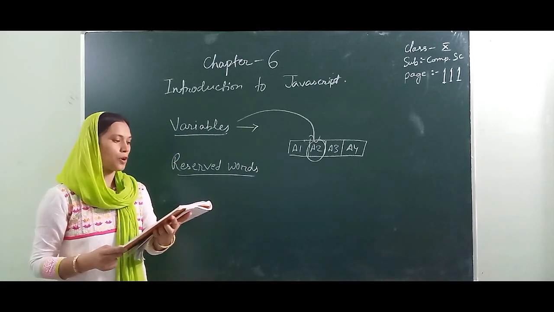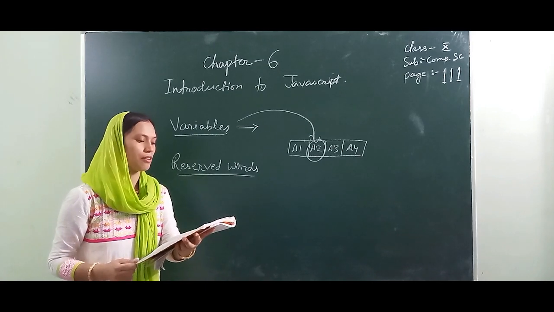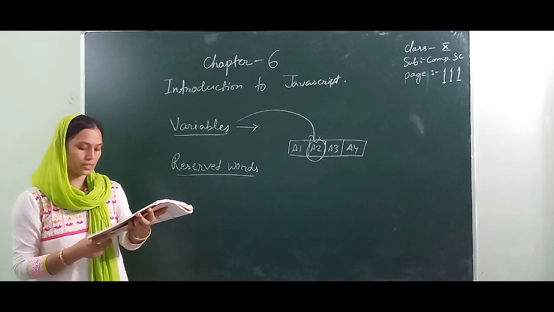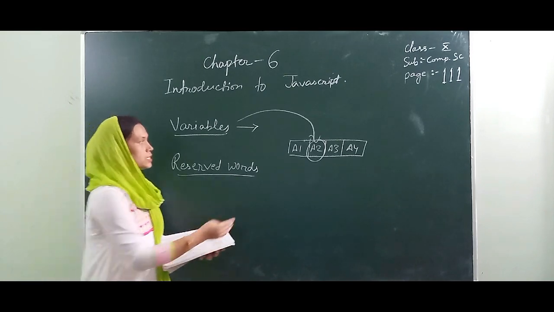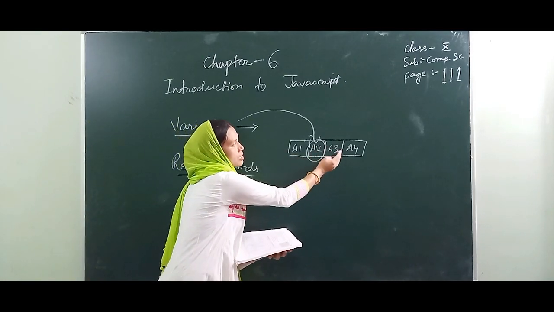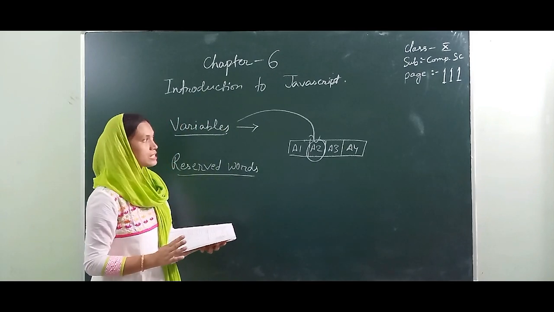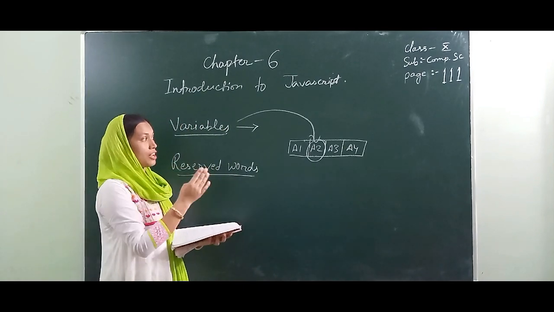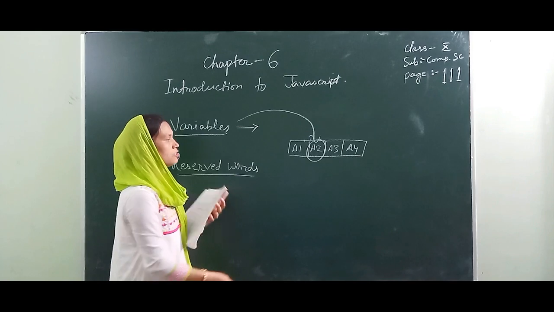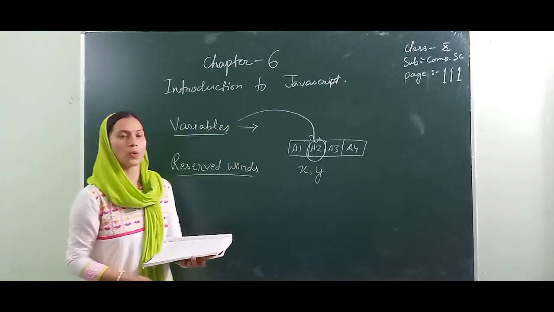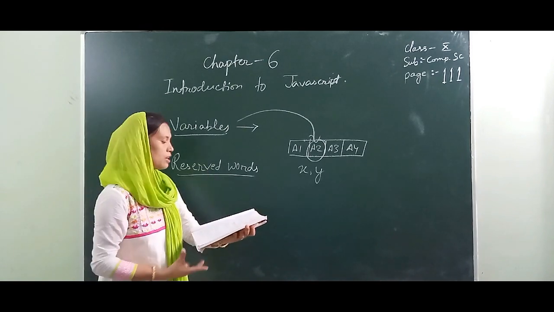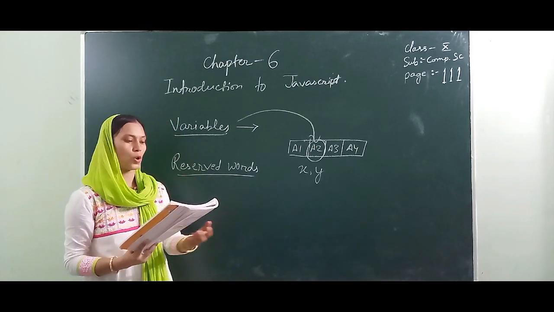We have some rules for naming the variables, which are present on the same page. Rules for naming a variable. This name A1, A2, A3, A4 is not a fixed name. Like in your maths, a variable can have any name. Most of the time we use X and Y, but instead of X and Y, we can write any other name also. But we need to follow the rules.